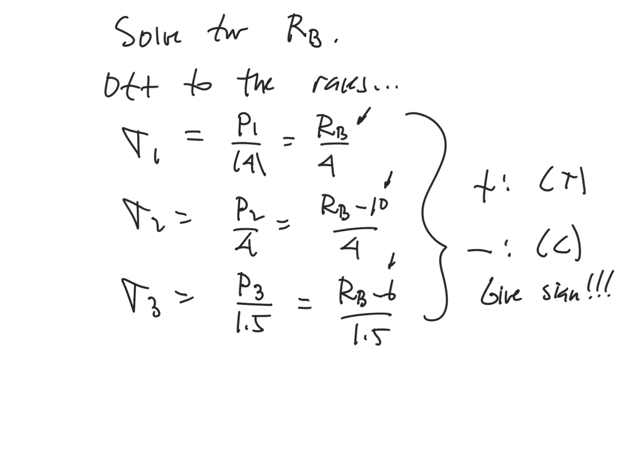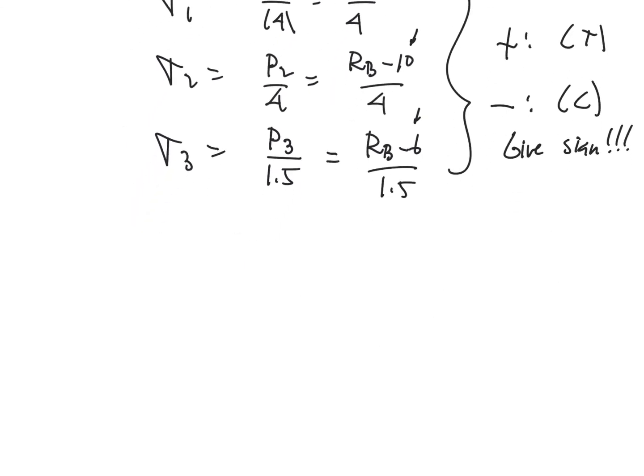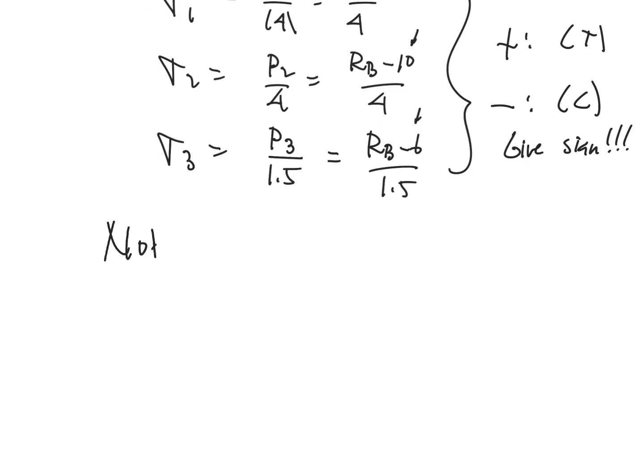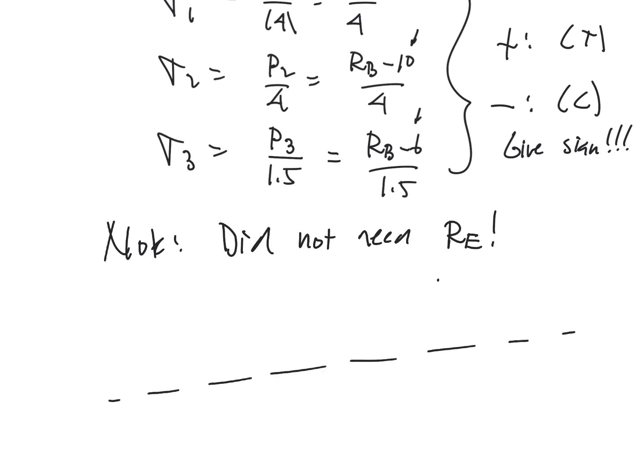Notice we did not need yet R sub E. Now we obviously want it. We want to know what that end reaction is, but we don't need it to solve what remains of our problem. Okay, so after we found RB, we can get the stresses. We also need the displacements, but since we're closing in on 12.5, let's go ahead and end the second part of our lecture now.